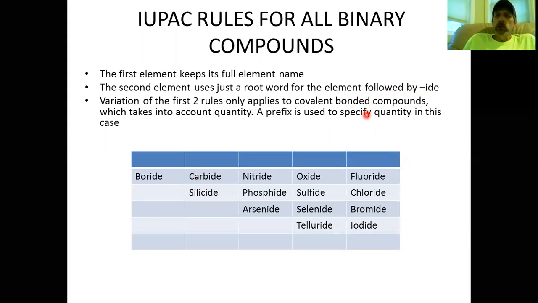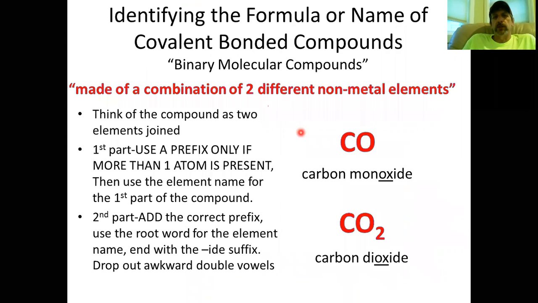The only variation we're going to add to that today is when we have binary covalent bonded, not ionic, we add prefixes, and prefixes tell us quantity. Very easy naming system. I wish all chemical compounds could be named this way, but the truth of the matter is most chemical compounds are made of more than two elements, so this wouldn't work in most cases.